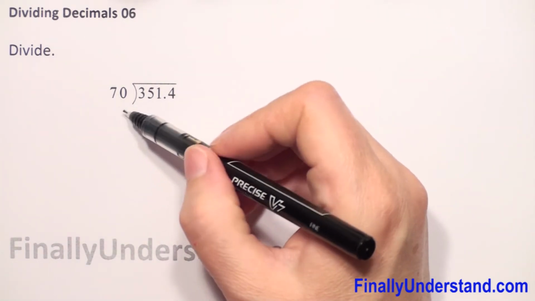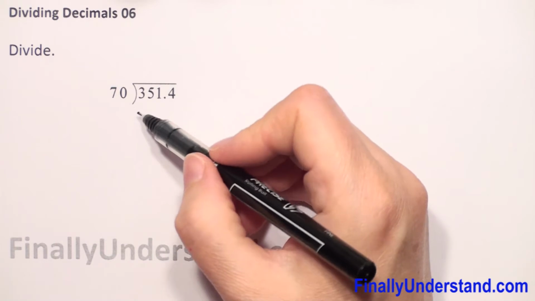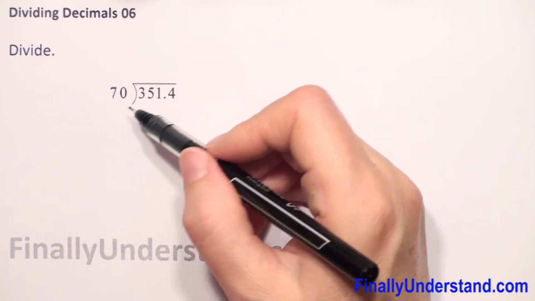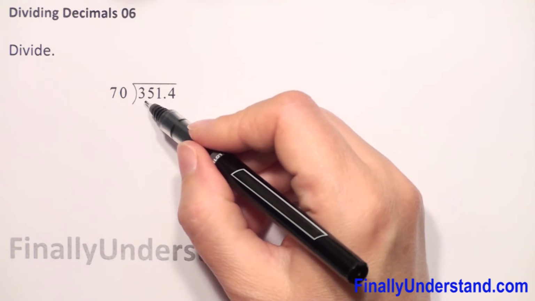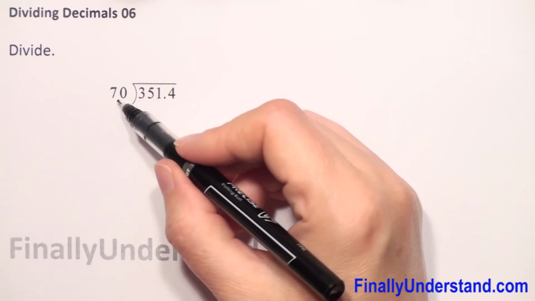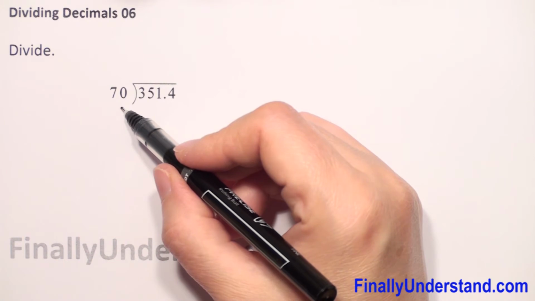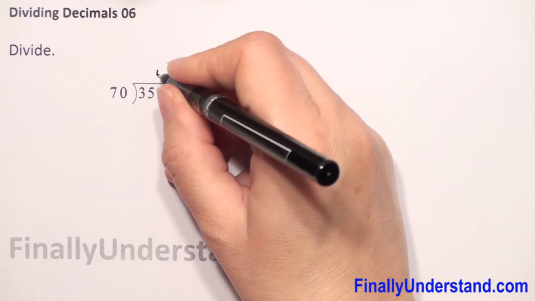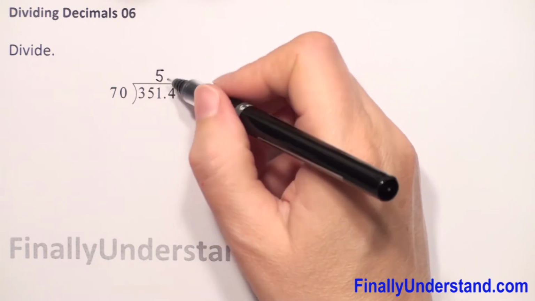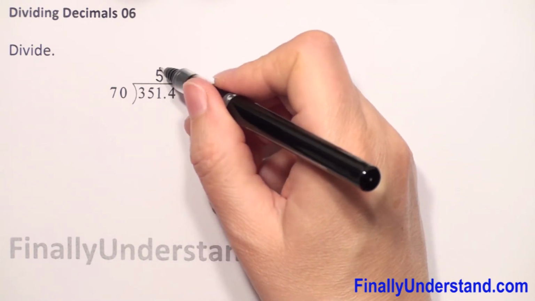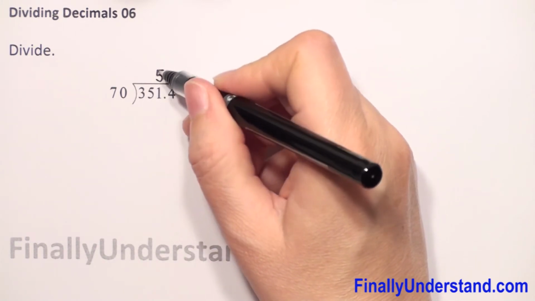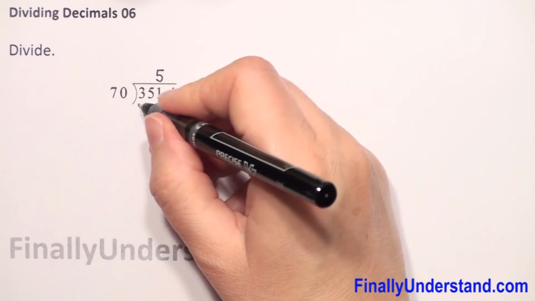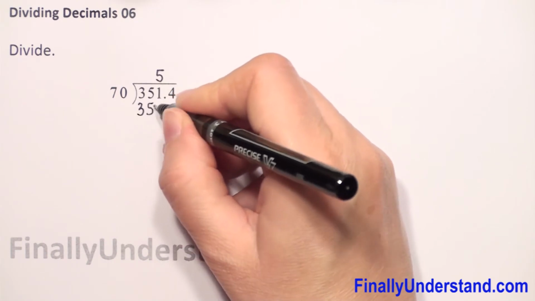How many times can you put 70 into 3? We cannot, so we take the next digit. 35 divided by 70 we cannot do, so we have to divide 351 by 70. How many times can we put 70 into 351? 5 times. So on the top we write the answer, because we take a whole number, so the answer should start exactly above 1. And now 5 times 70 is 350.